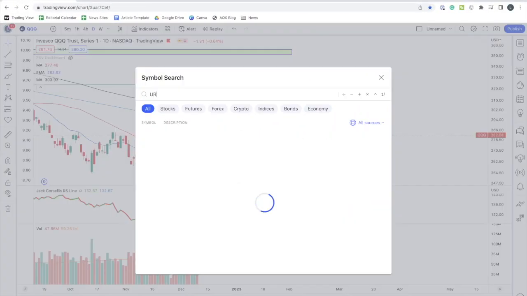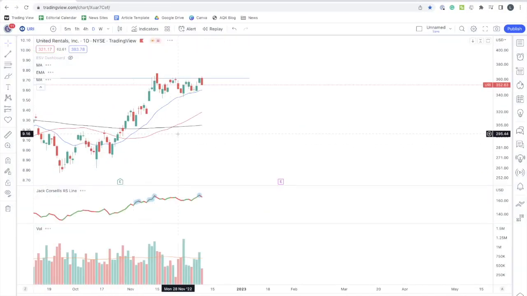So over here, we take a look at URI. So this was a stock that I bought last week. So I bought the stock over here when it was breaking out. But the next day, prices fall below the breakout level and close below that level.